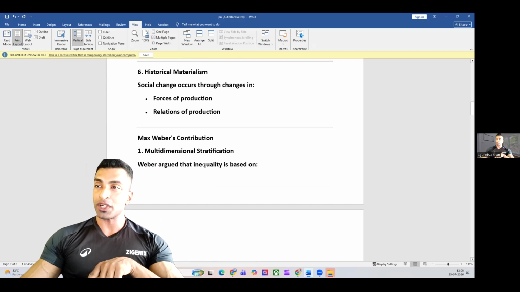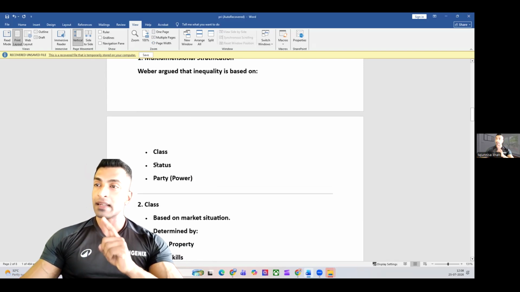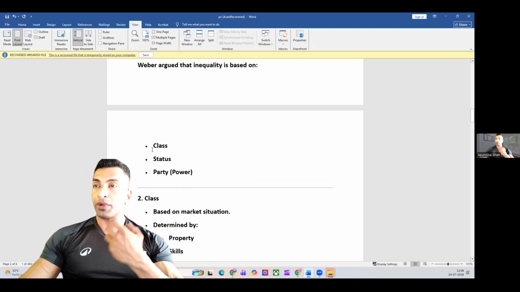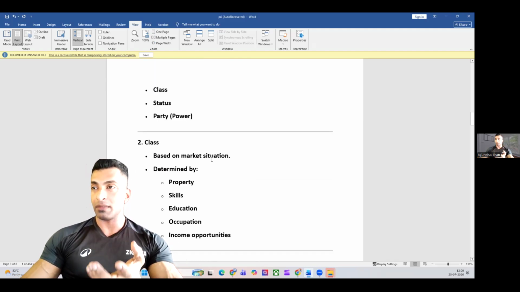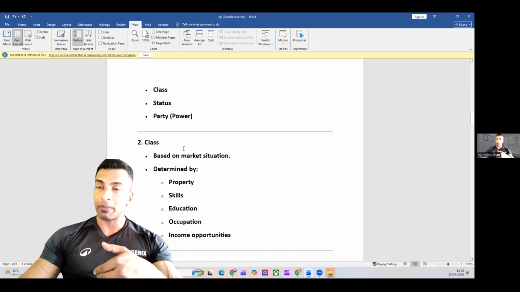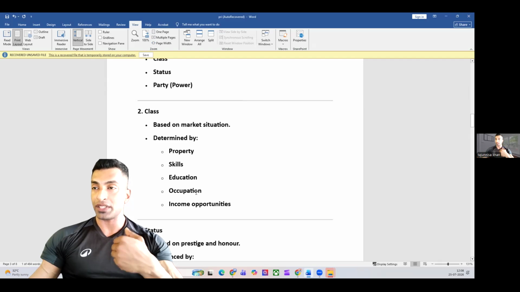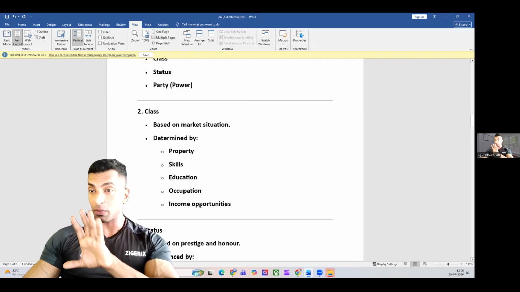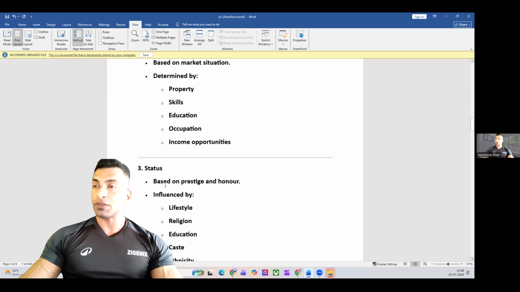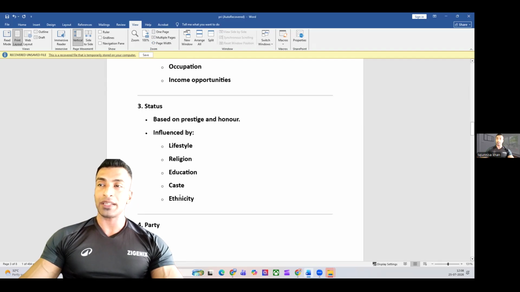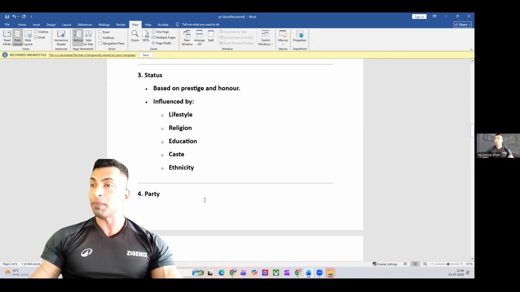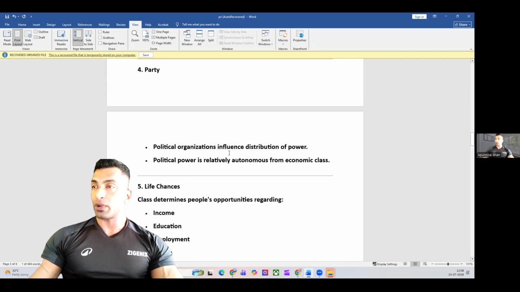Now, Max Weber's contribution, it's a multi-dimensional pattern of stratification where you talk about class, status, and party. And when you talk about class, it's about the market situation, which is again determined by the property, skills, and education, occupation, and income opportunities. You can talk about four classes. And then status, which is based on your lifestyle, religion, education, caste, ethnicity, etc. And then party, that's the political organizations which influence the distribution of power.